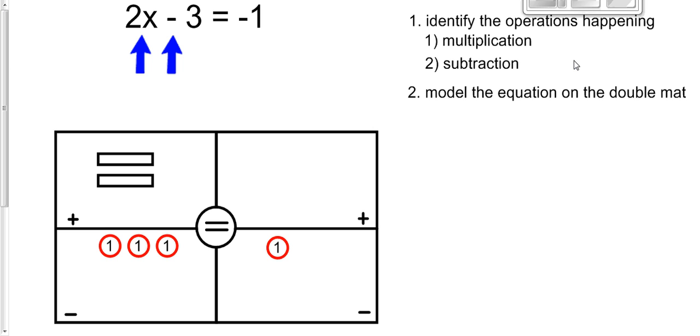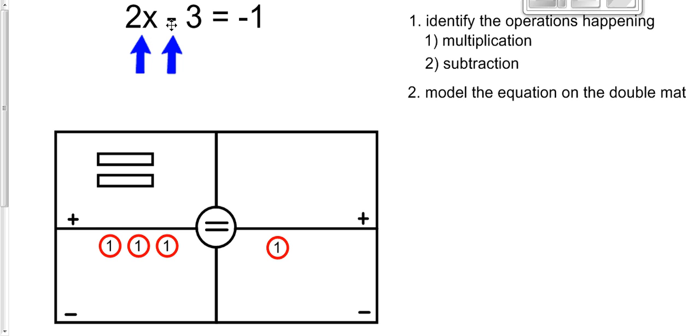Okay, let's model the equation on the double mat. Notice we draw 2 x tiles. Then I've drawn 3 negative 1 tiles. Negative ones. Why negative 3?